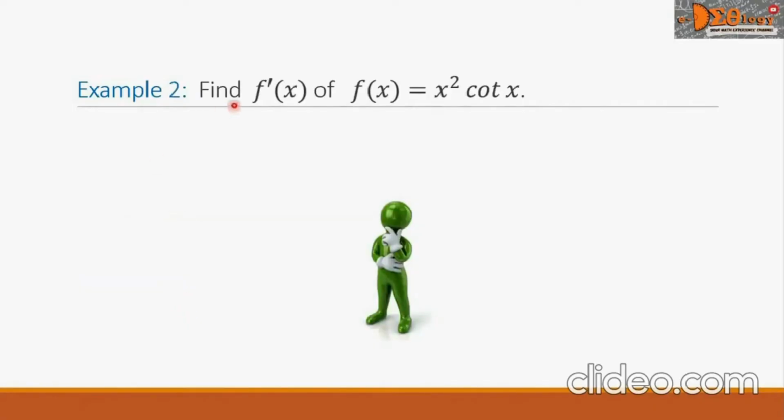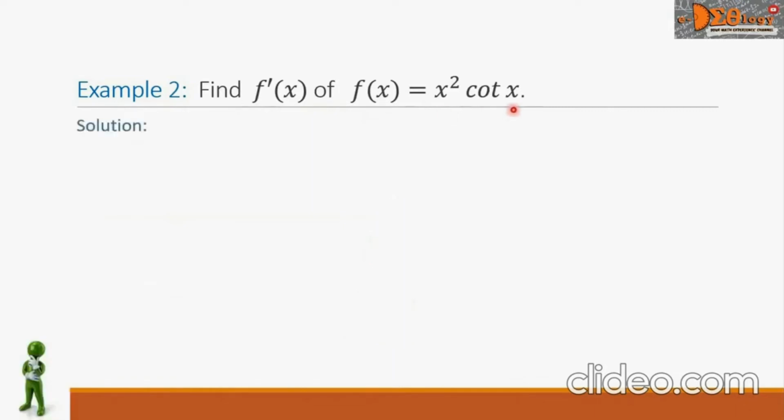Example 2. Find f prime of x of f of x equals x squared cotangent x. For our solution, let us observe that our function here is a product of two functions. The first function is x squared. The second function is cotangent x. So we are going to use two formulas here.